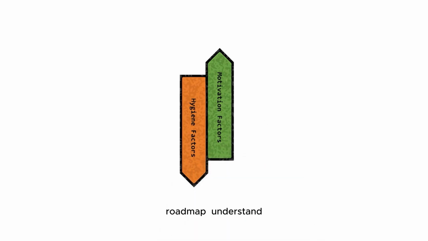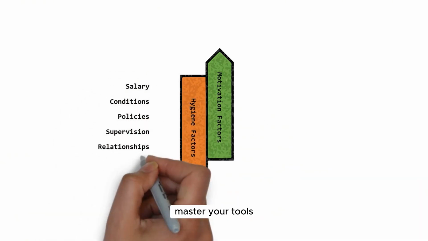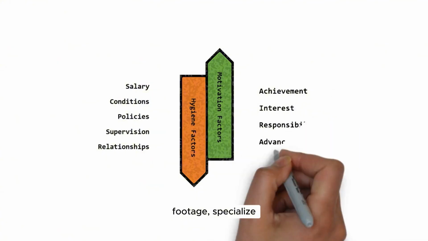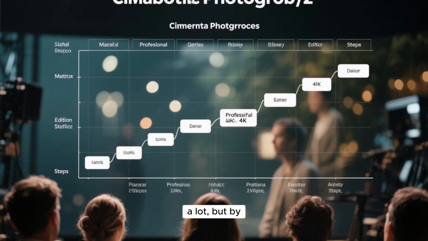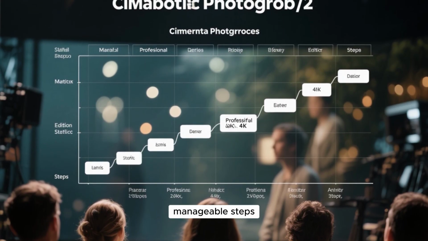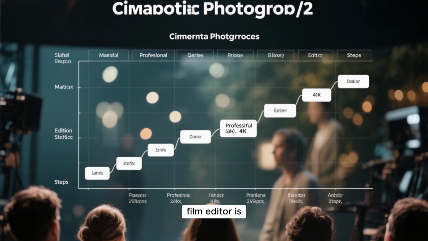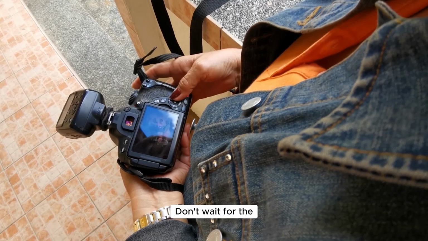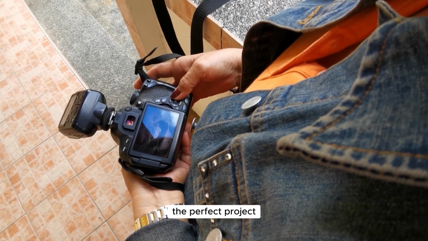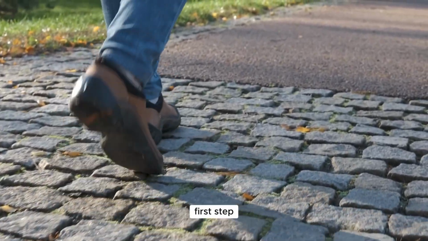So that's the roadmap. Understand the principles, master your tools, practice with real footage, specialize and level up, build your portfolio, and never stop learning. It might seem like a lot, but by breaking it down into these manageable steps, the path to becoming a skilled film editor is clearer than ever. The key is to start today. Don't wait for the perfect camera or the perfect project. Start with what you have and take that first step.